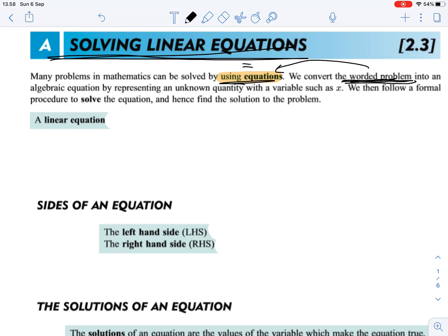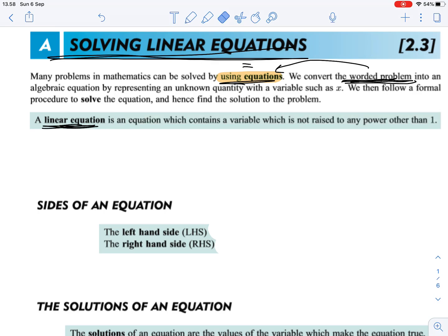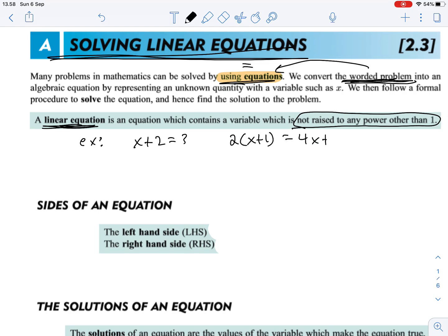The specific type of equation that we're going to solve is a linear equation. A linear equation is an equation which contains a variable which is not raised to any power other than 1. So an example of a linear equation would be like x plus 2 equals 3. Or 2 times (x plus 1) equals 4x plus 6x divided by 2.